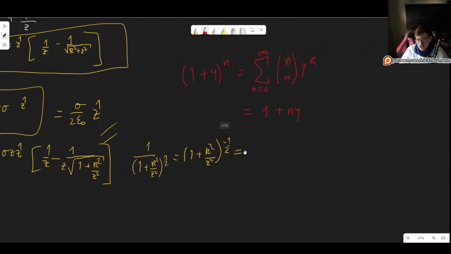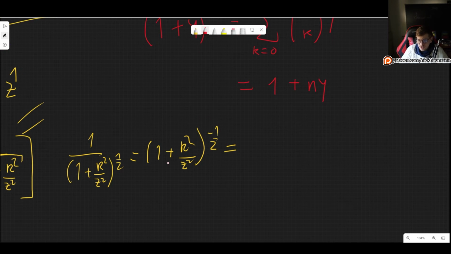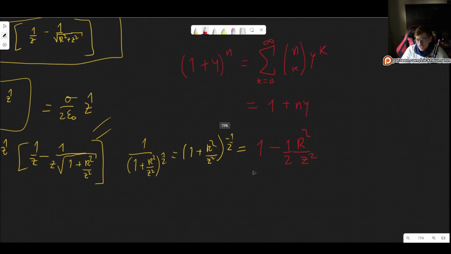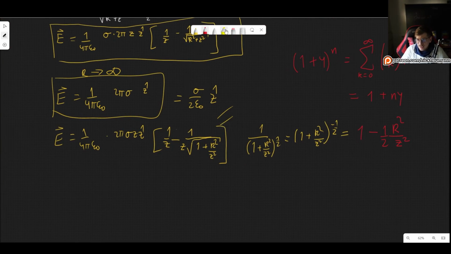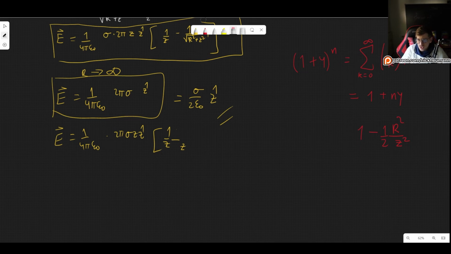Okay, so plugging now in our actual results, using this for our actual case, this expansion is going to be 1 minus, right, n is minus 1/2, r squared divided by z squared. And now we can just plug this back in here. So maybe let's make some space. We know that this square root is equal to what I wrote down in red. So actually I'm gonna go a little bit cleaner. Okay, so minus 1 over z. And now we multiply by 1 minus r squared divided by 2z squared.